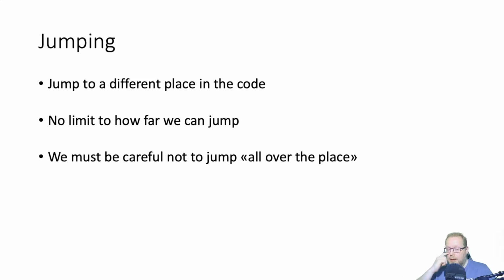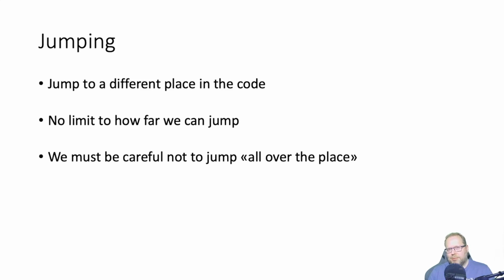But we have to be a little careful. We must be careful not to jump all over the place like it says here. Meaning, let's say you have 5,000 lines of code. Like in NESmaker, for example, there's a lot of code in NESmaker. We shouldn't be jumping all over the place. There's a lot of code files and hundreds or thousands of lines of code. So we can't just jump all over the place because that's going to have consequences.